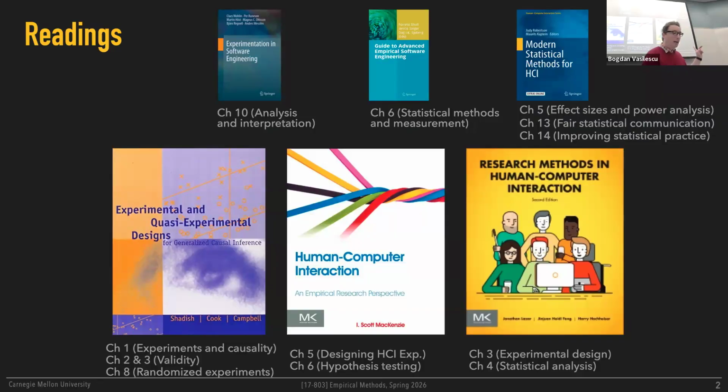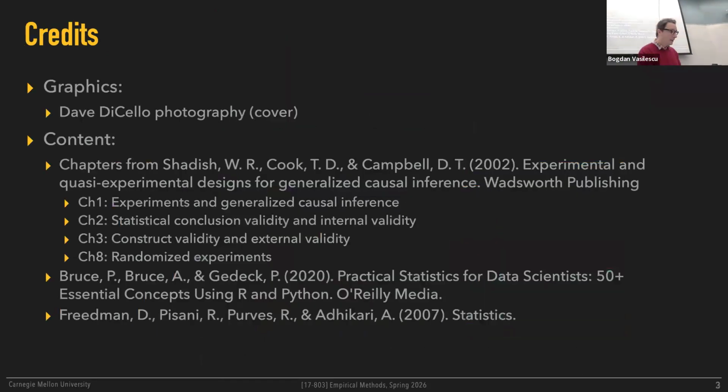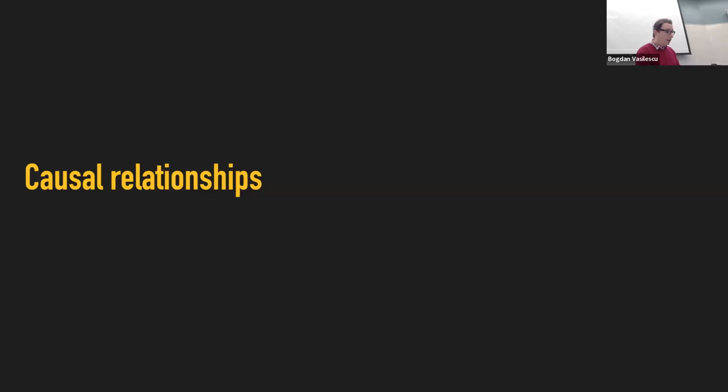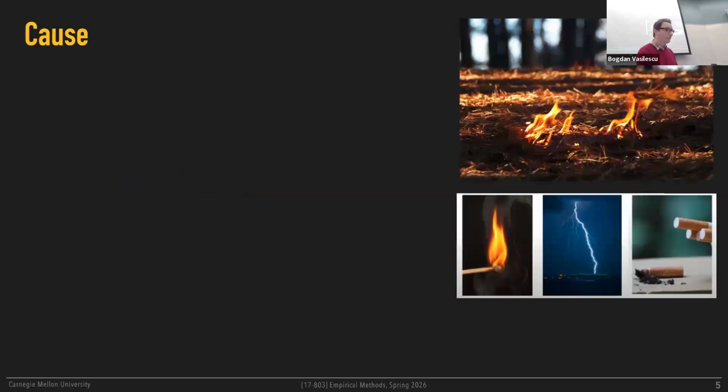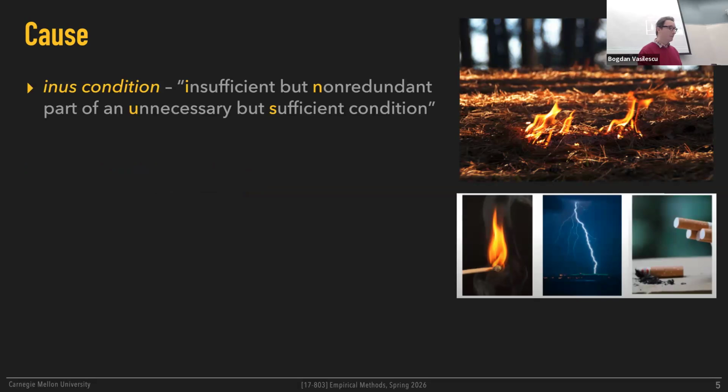You could look at these book chapters here for more details on what I'm going to talk about. So let's start with this idea of causal relationships, which is kind of important. Here's a mouthful for, first of all, what these things mean. We talk about cause and effect in a causal relationship, but what does it mean for something to be a cause? So here's a mouthful.